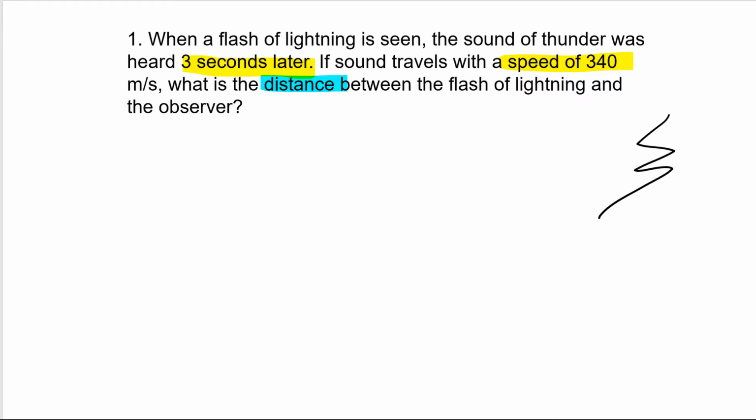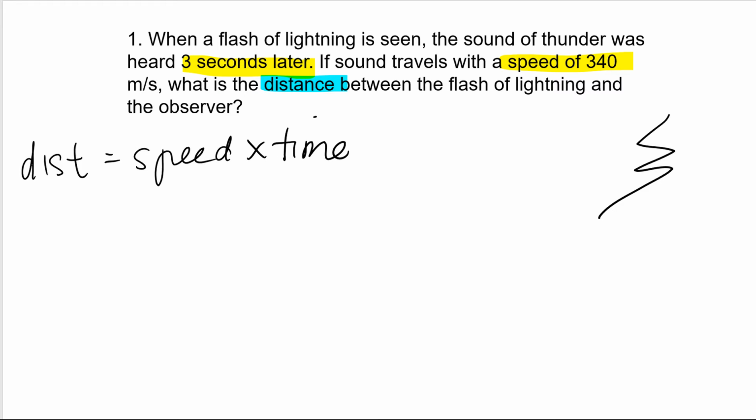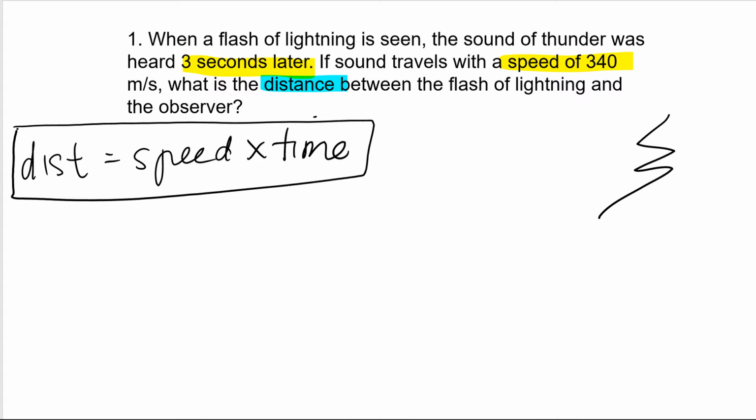Now, do bear in mind that all the calculation questions in this chapter make use of this formula: distance is equal to speed times time. Sometimes they will give you the speed and time and you're required to find distance, or distance and speed and you're required to find time. But basically, if you know this formula, you'll be able to do all the questions that follow.